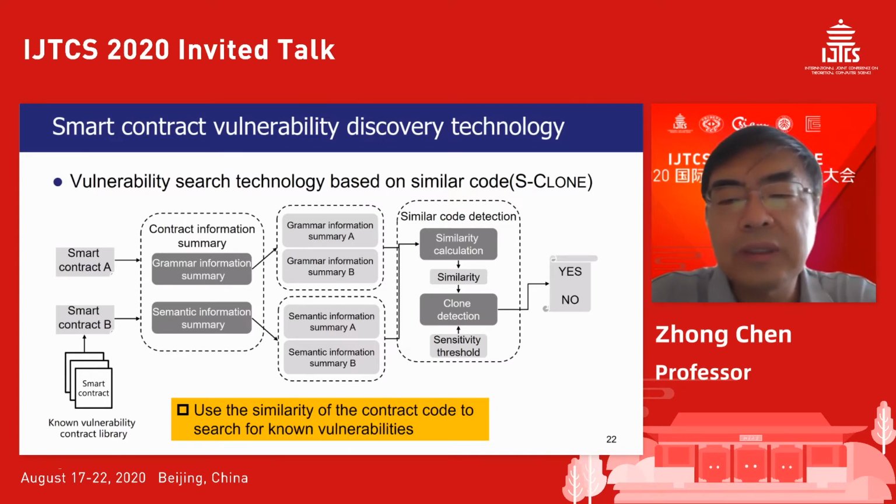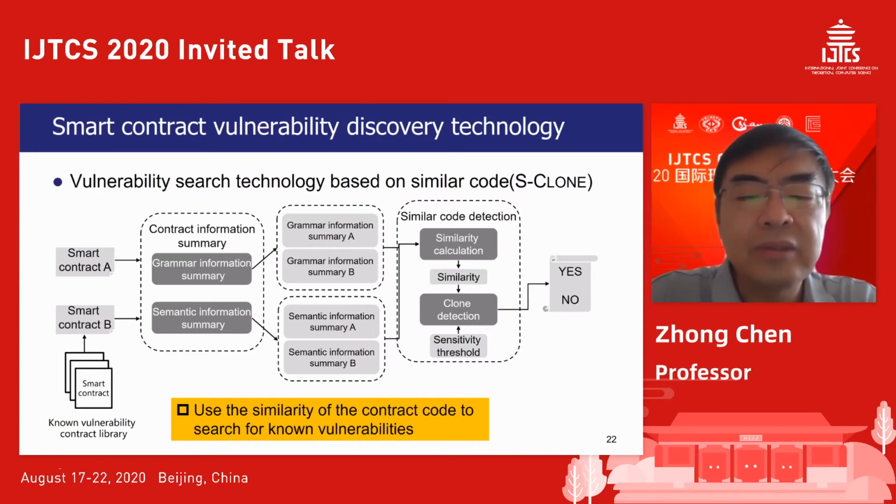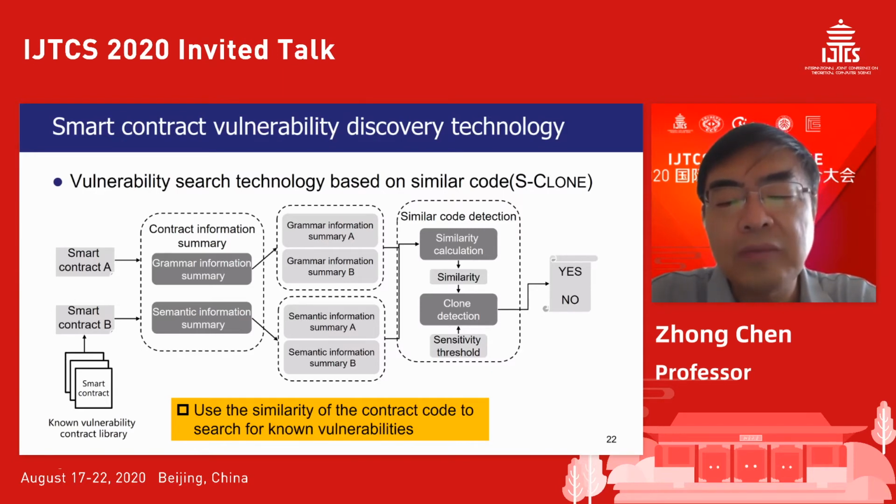Then they go through the similarity code detection: the similarity calculation and the clone detection, and finally generate the answer, yes or no. So it uses the similarity of the contract code to search for known vulnerabilities.